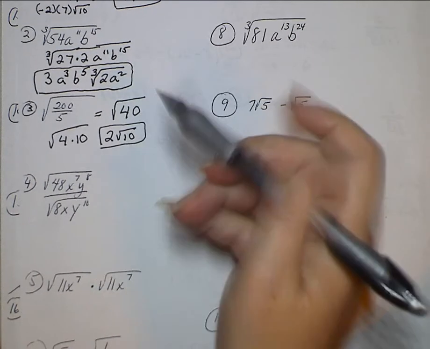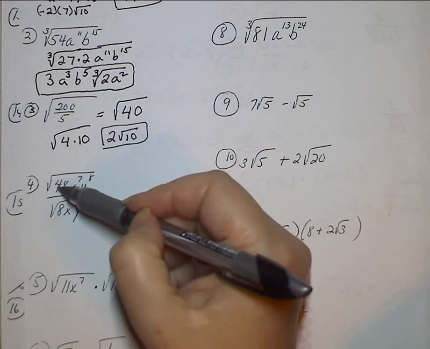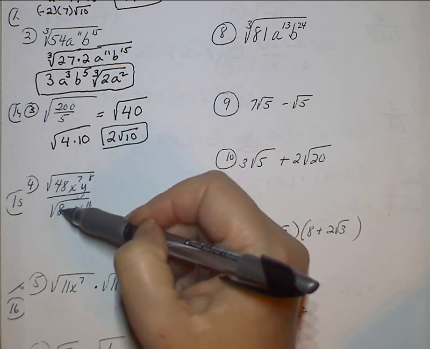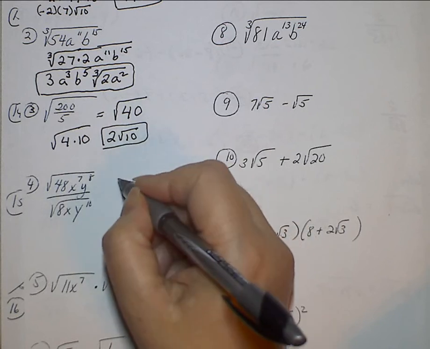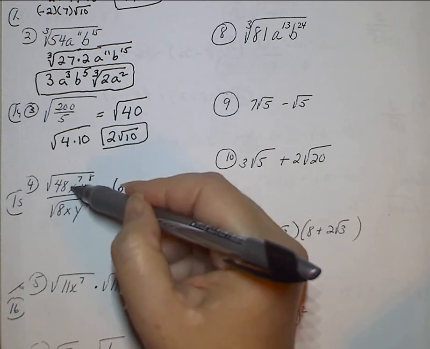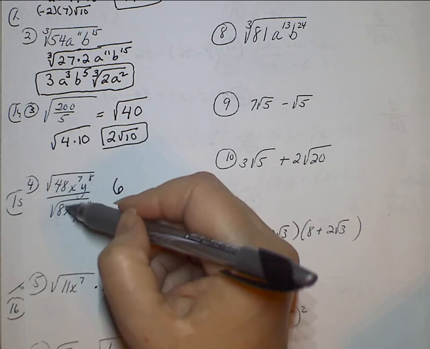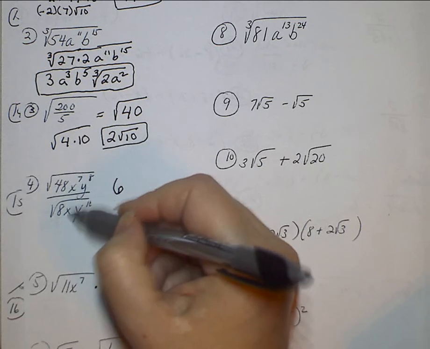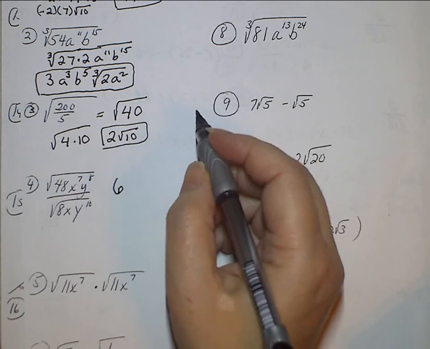Alright, number 4. Always reduce. So ask yourself, does 48 divide by 8? Yes. How many times? 6. If you have 7 x's on the top and you have 1 on the bottom, if you take 1 off the bottom, you have to take 1 off the top. How many is left on the top? 6 of them.